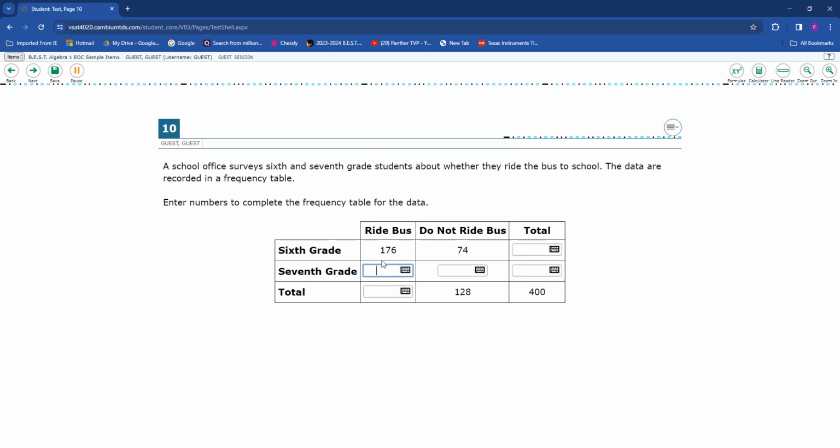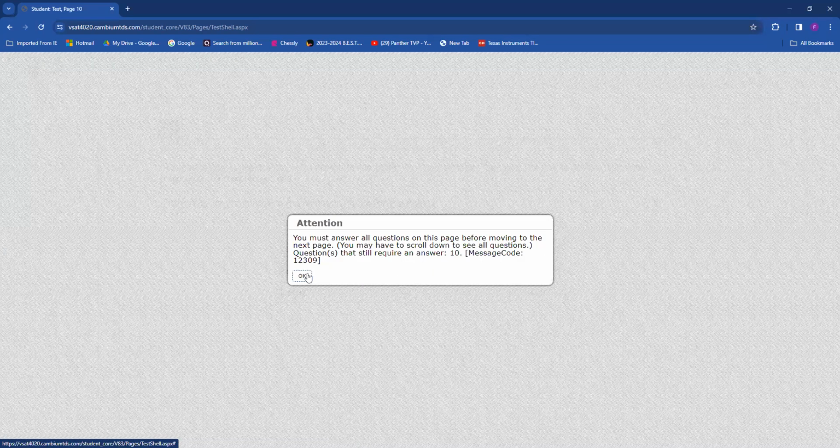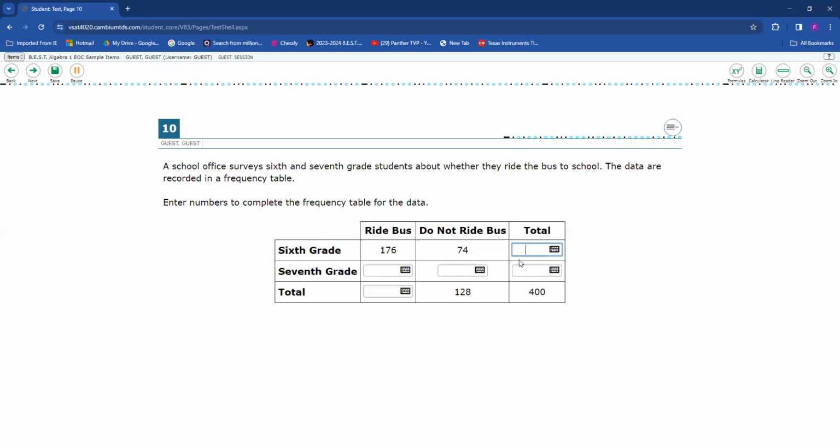So at the end, all sixth graders you have to have a total. The two seventh graders, ride the bus, do not ride, have to have a total here. As the ones that ride the bus, we need a total of the ones who ride the bus and a total of the ones who do not ride the bus, and it's all 400. Okay, so right now I'm just gonna add zeros because I don't have time to do the math again.